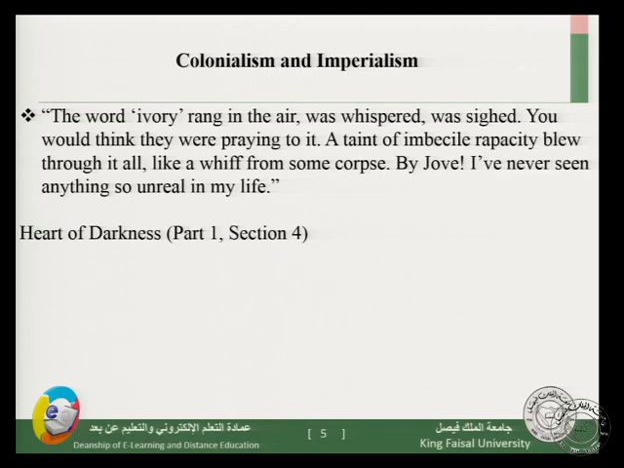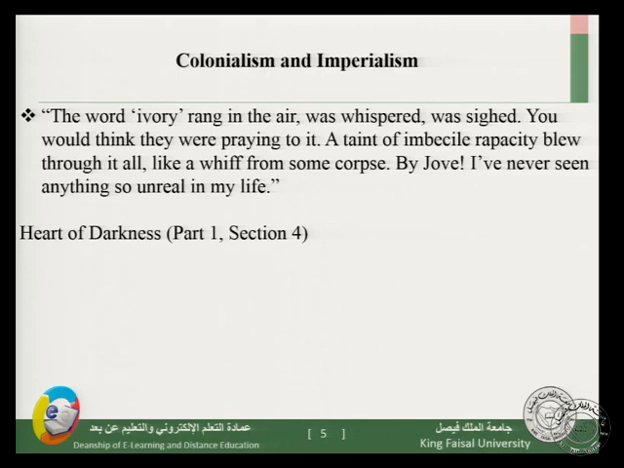So a sentence like this tells you how shocked Marlow was, how shocked to the bone he was to see this extreme rapacity, this imbecile rapacity. And he describes the practice as a whiff from some corpse, like there is a dying corpse, and he's smelling the bad smell from a decomposing corpse, and these Europeans are feeding on it.